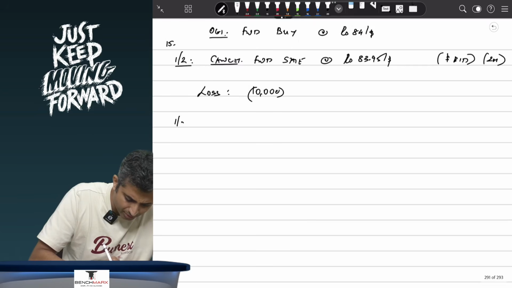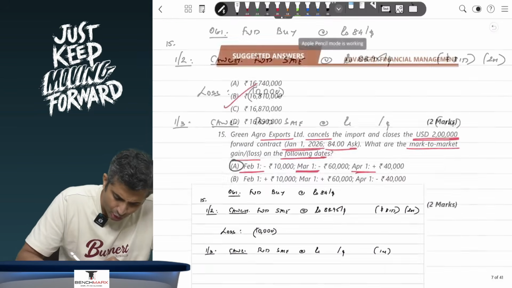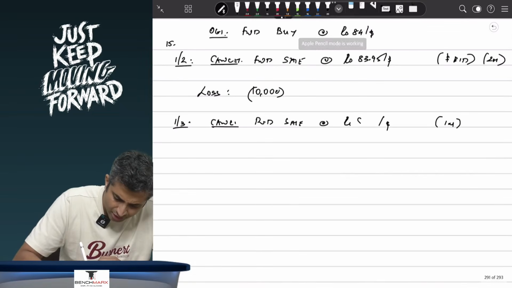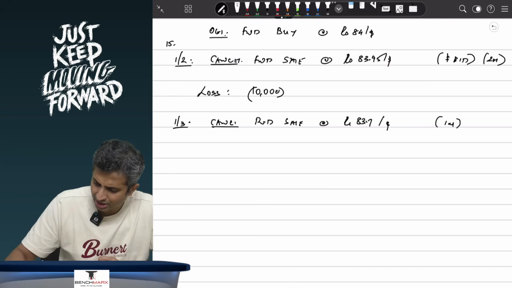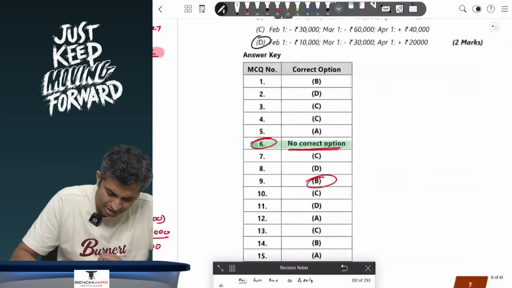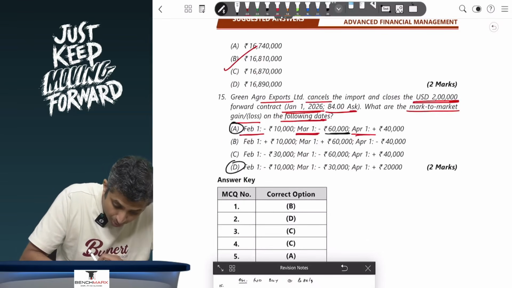Then you go to 1st March. Again, if I have to cancel, I'll cancel using a forward sale at the rupee per dollar bid rate, but this is for the 1 month forward. So on 1st of March, if I look at the 1 month forward bid rate, this is 83.7. This is 83.7, and hence the gain or loss, you will say, is you are selling at 83.7, buying at 84 into 2 lakhs. So there is a 60,000 loss over here. If I look at the mark to market on March, the mark to market is 60,000. That comes in option A.